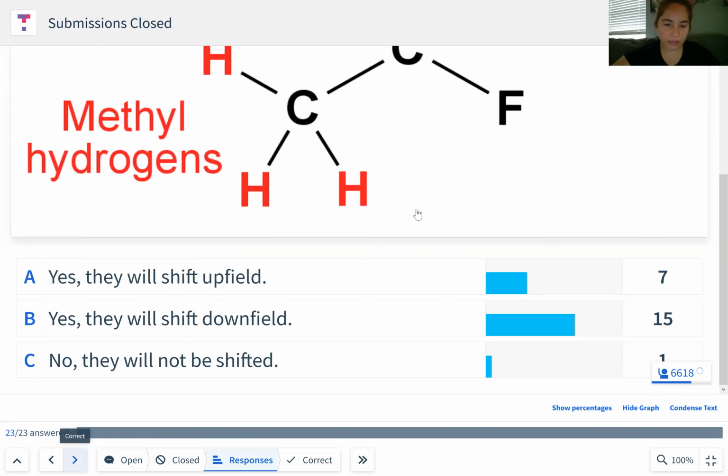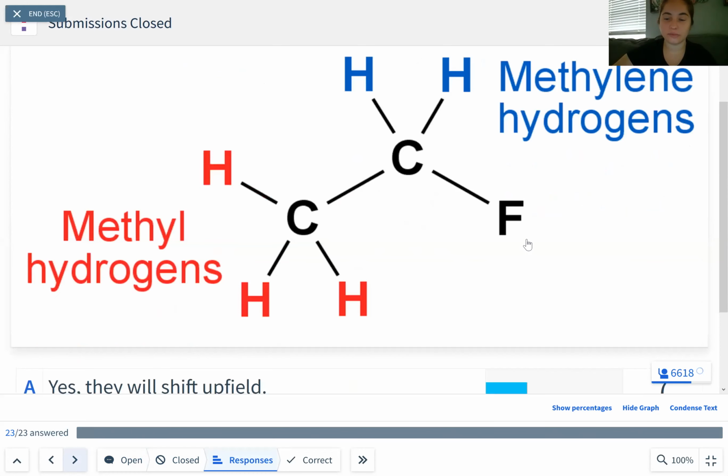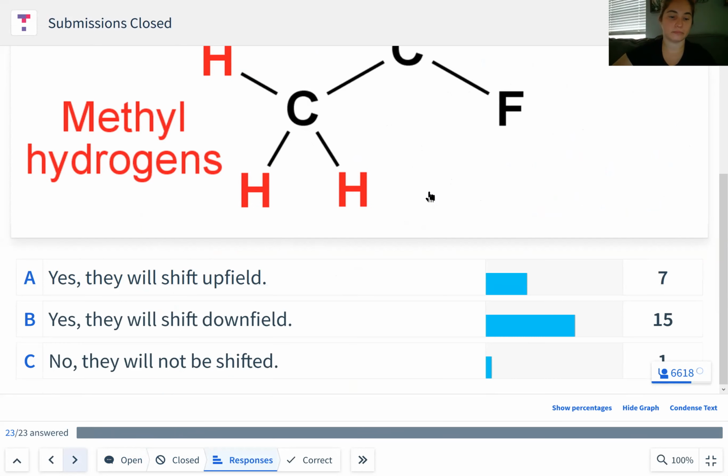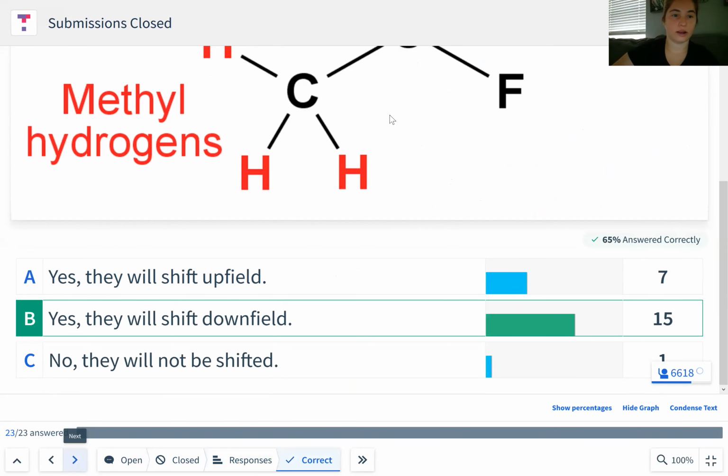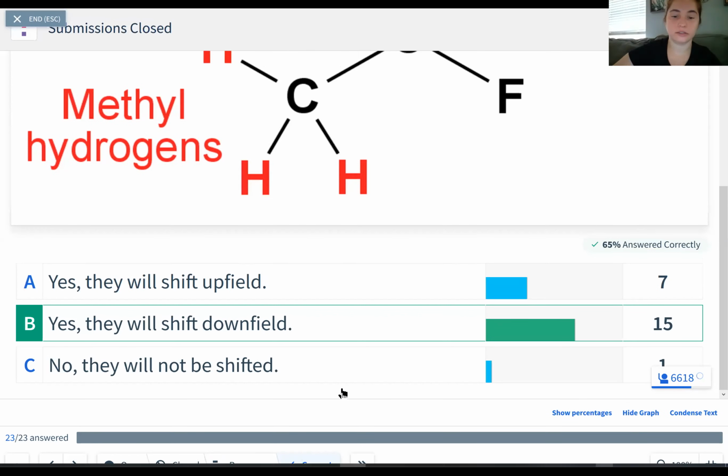Okay, so we have one vote for no shift, 7 votes for they'll be shifted upfield, and 15 for downfield. The 15 of you are correct. So the methylene hydrogens being closer to the fluorine will be shifted downfield, further away from 0. Great. So we're gonna end this, we'll come back to it.